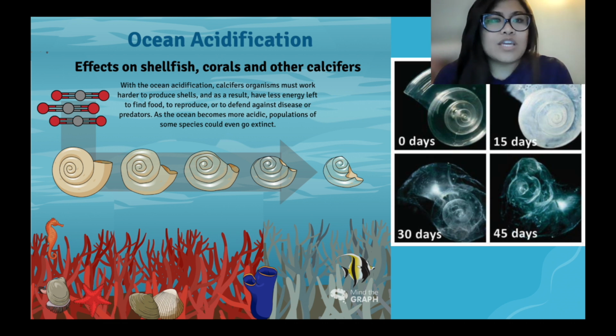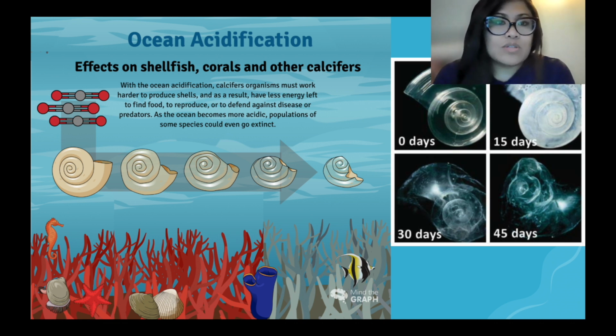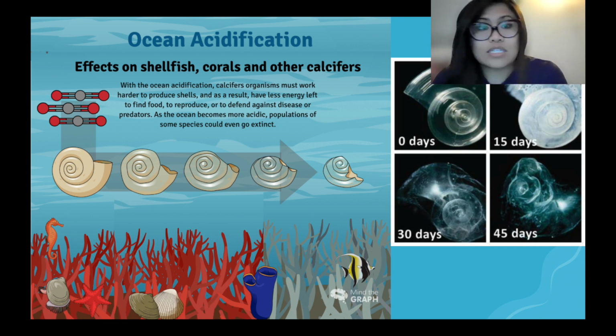The ocean acidification process affects shellfish, corals, and other calcifiers, so things that rely on calcium as building blocks are being affected the most. So with ocean acidification, calcifier organisms must work harder to produce their shells, and as a result have less energy left to find food, to reproduce, or to defend against diseases or predators. As the ocean becomes more acidic, populations of some species could even go extinct.